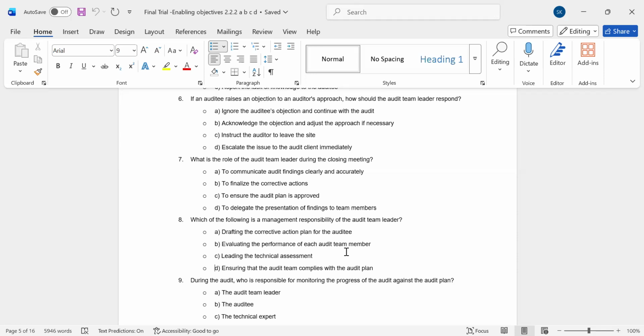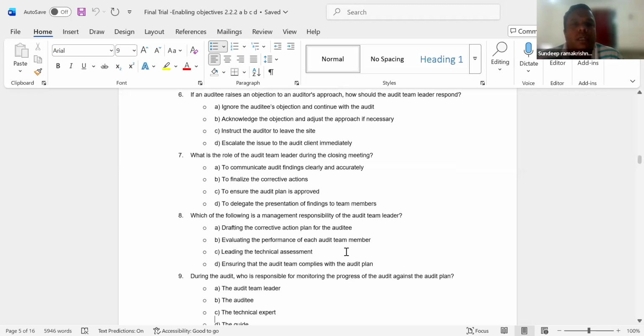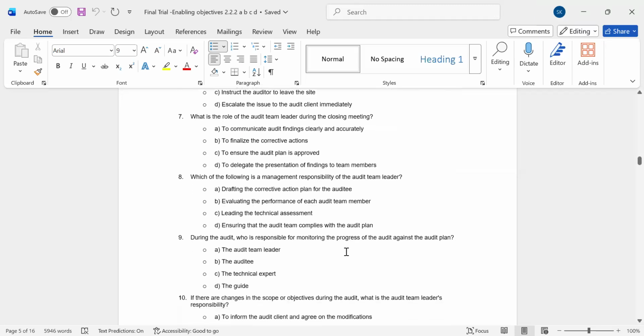Seventh one. What is the role of the audit team leader during the closing meeting? A, to communicate audit findings clearly and accurately. B, to finalize the corrective actions. C, to ensure the audit plan is approved. D, to delegate the presentation of findings to team members. Answer A. A only, sir. Right. Yeah, Sashikanta and Srikanth have the right answer. Anybody else? Right. Next, eighth one.